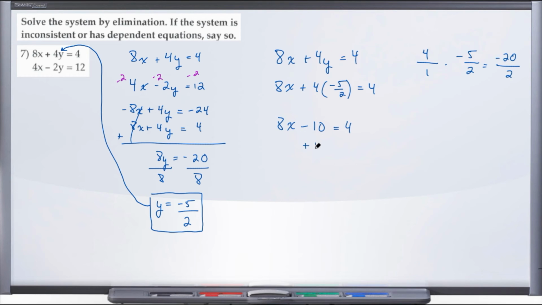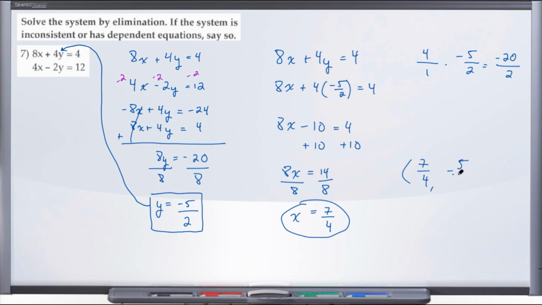And solving for x, we'll go ahead and add 10 to both sides, leaving us with 8x equals 14. And finally, we'll divide by 8 on both sides, and that's going to leave us with 7 over 4. All right, so now that we've solved for y, we've solved for x, let's go ahead and put both of these values into an ordered pair. And there you have it. There is the solution for this system, and we solved by elimination.